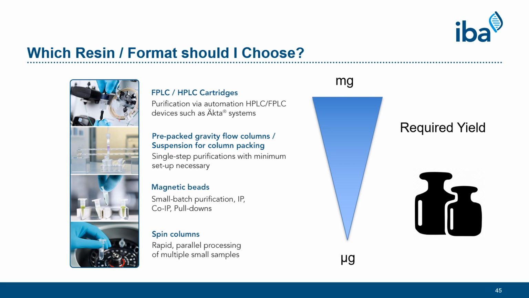The last question of the webinar is, which resin format should I choose? This question can be answered by the required yield. If only small amounts in a microgram range are required, the application of spin columns or magnetic beads is recommendable. If large amounts are required, pre-packed columns or suspension for column packing or cartridges for FPLC or HPLC devices are recommendable.